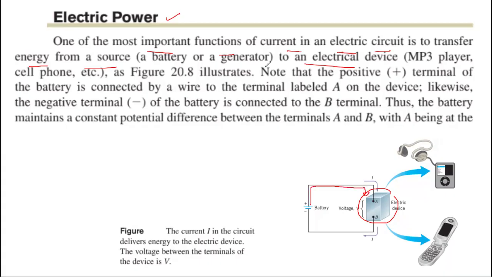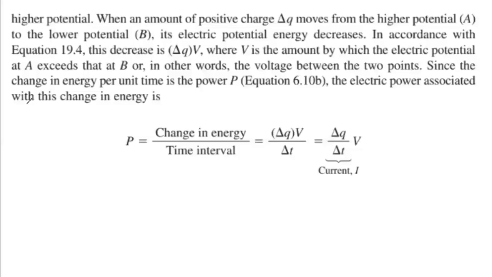The positive terminal of the battery is connected by a wire to the terminal that is labeled as A. The bigger line over here is the positive terminal, and the smaller line is the negative terminal, and it is connected to the terminal B. The battery will maintain a constant potential difference between these terminals, A and B. Let's see what we have next in electric power.